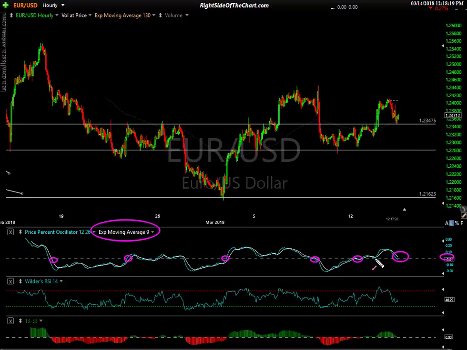So I do favor, especially as long as this support level holds, that's my near-term outlook, which again is euro up, dollar down, which should equate to a rally in gold here, at least maybe a tradable rally. And let's take a look at one more.